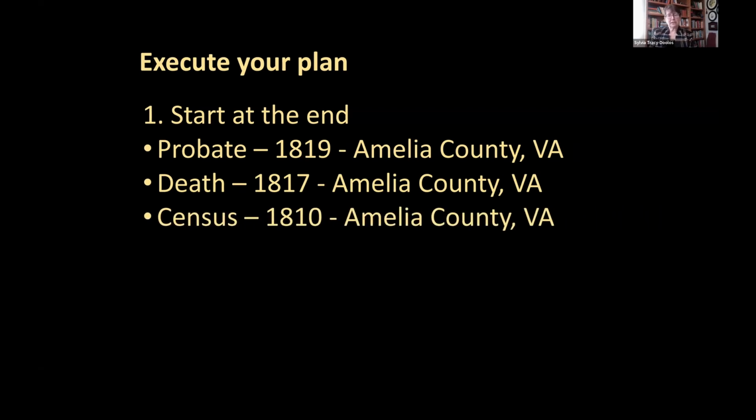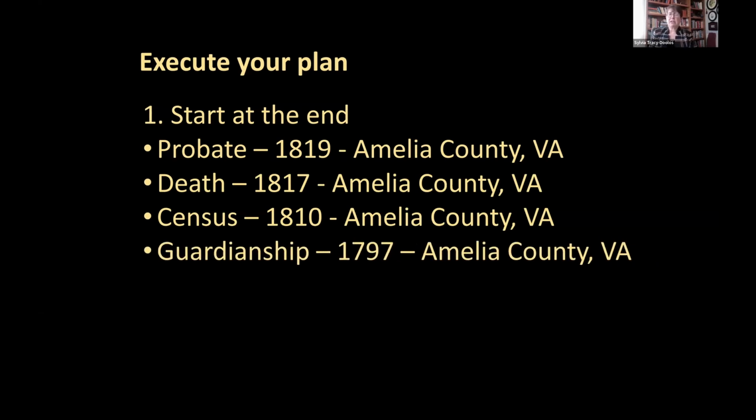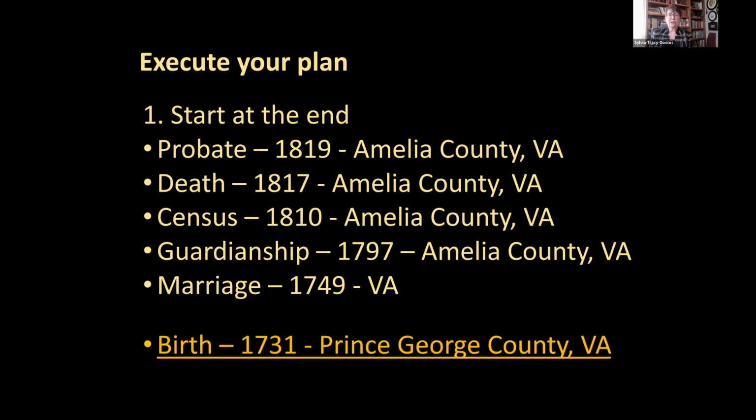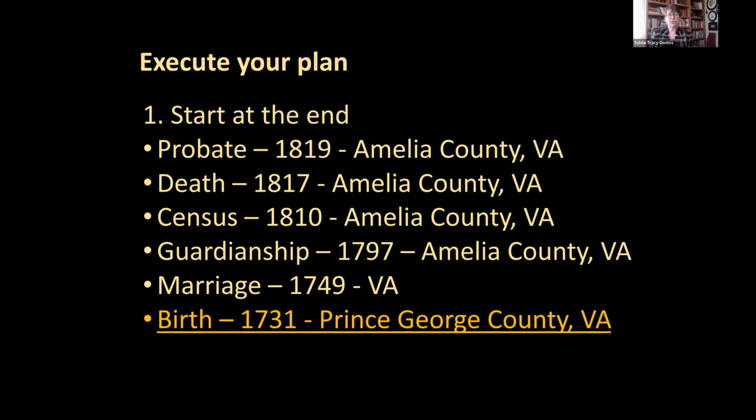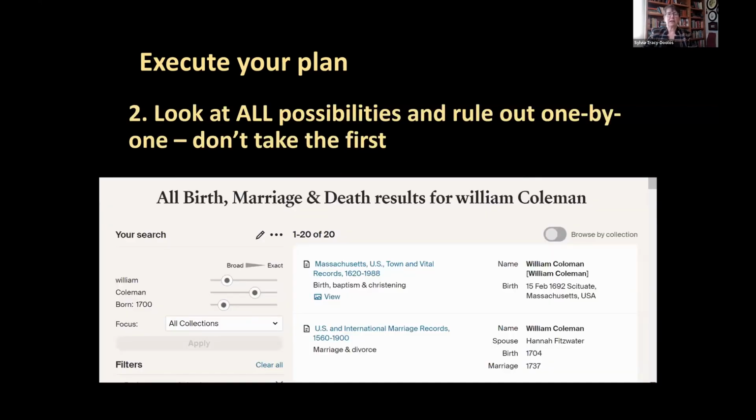That led me to the 1810 census record, where I find them in Amelia County, Virginia. I got lucky on this one because I wasn't really looking for a guardianship record there in Amelia County, but I had just exhausted all the other records that were available there, and found this guardianship of a young nephew, and a marriage record in 1749 in Virginia as well, which led me to that birth record in 1731 in Prince George County, which is there in the area, because I had built all this other information from working from the end of the individual's life to the beginning. So I have found this to be a strategy that really helps.